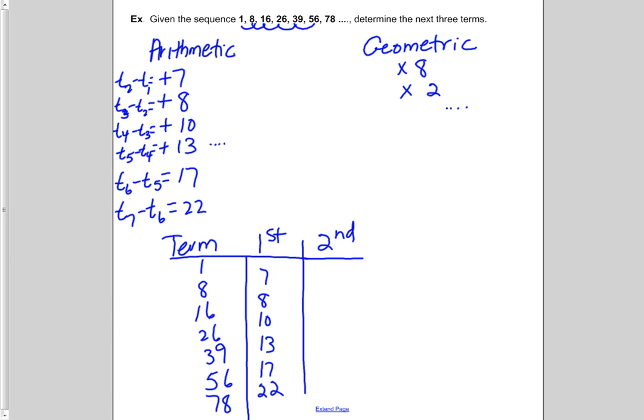My second differences between 8 and 7 is 1. Between 10 and 8 is 2. Between 10 and 13 is 3. 17 to 13 is 4, and so on. So I have found a pattern in the second differences. There's going to be no pattern in the ratio.